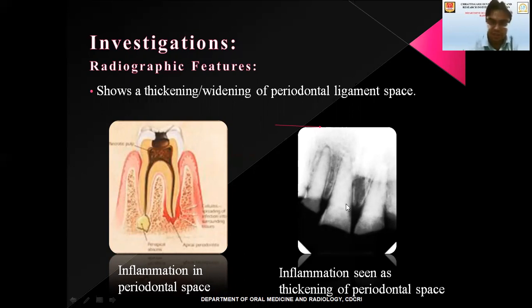If you take a radiograph of this tooth, we can see a widening or thickening of the periodontal ligament space, which is shown as the thickening of this black periodontal ligament space here. So in the investigation, if you take a radiograph, we see a thickening or widening of the periodontal ligament space.